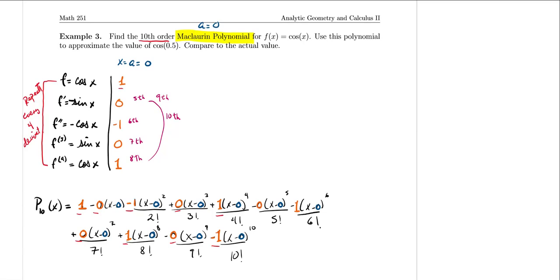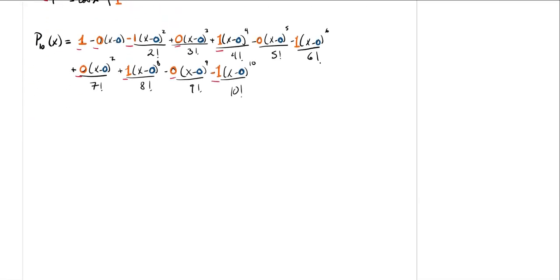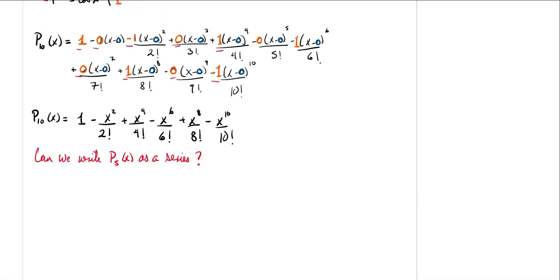Okay, now let's go ahead and simplify this further by getting rid of the terms that have a zero coefficient. Okay, so getting rid of those, we're going to get the following. P10 of x is equal to 1 minus x squared over 2 factorial plus x to the 4th over 4 factorial minus x to the 6th over 6 factorial plus x to the 8th over 8 factorial minus x to the 10th over 10 factorial, which I think has a nice pattern to it.